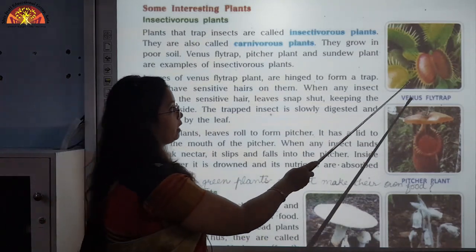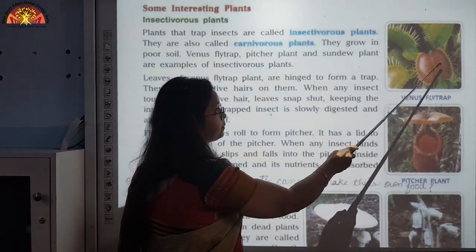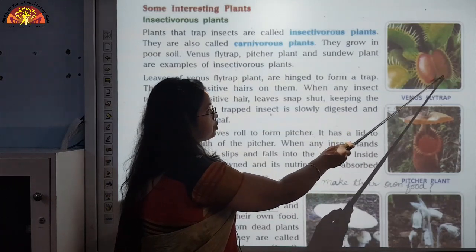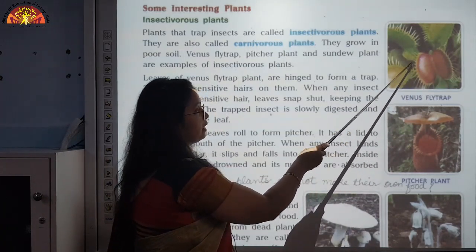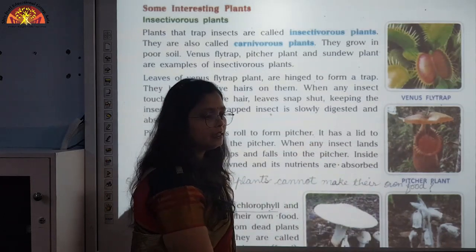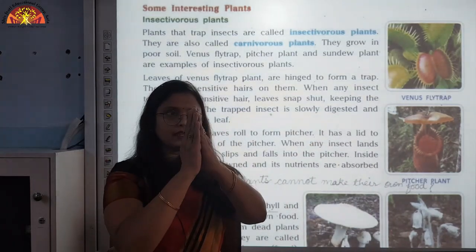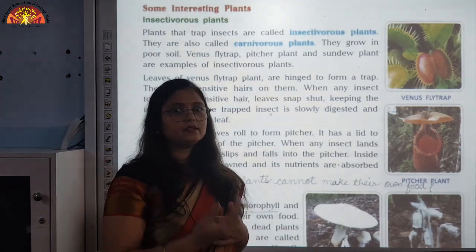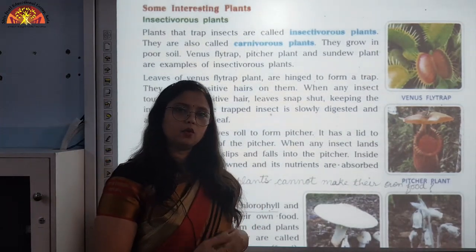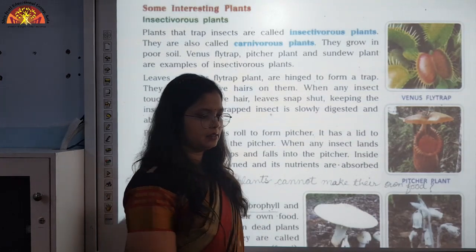This you can see in the diagram over here. These two flaps are the leaves and they are hinged together and they have sensitive hairs. So, when any insect touches the sensitive hairs, these leaves close like this, okay, and they trap the insect inside them, and this insect is then digested slowly inside the plant itself.